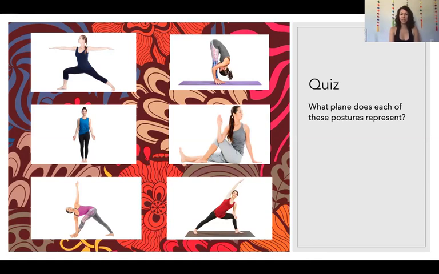You may have answered frontal or sagittal or both, and those are both correct. Next is Marici's pose. This involves mainly the transverse plane. Next is a revolved triangle. This also mostly involves the transverse plane. And last is an extended side angle. And this is mostly frontal plane.